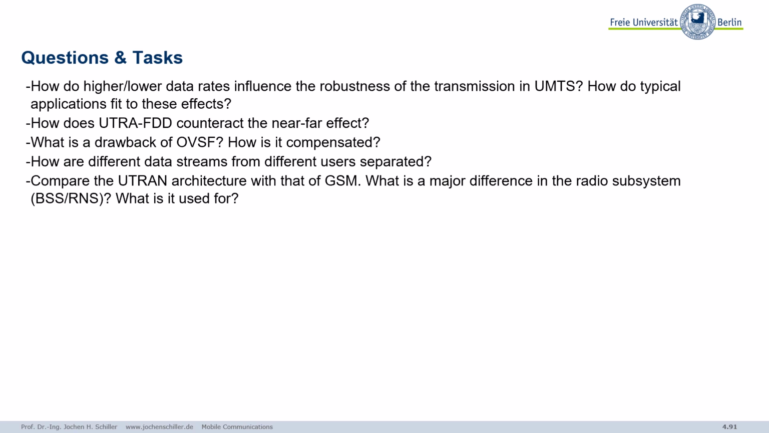How, once more, do we separate different data streams of different users? How is this done? Where do you apply which type of code multiplexing? Once more, compare the architecture of the UTRAN with the GSM. What are the major differences in the radio subsystem? Why do we have this difference? There was one major difference. What is it used for? You should know this.